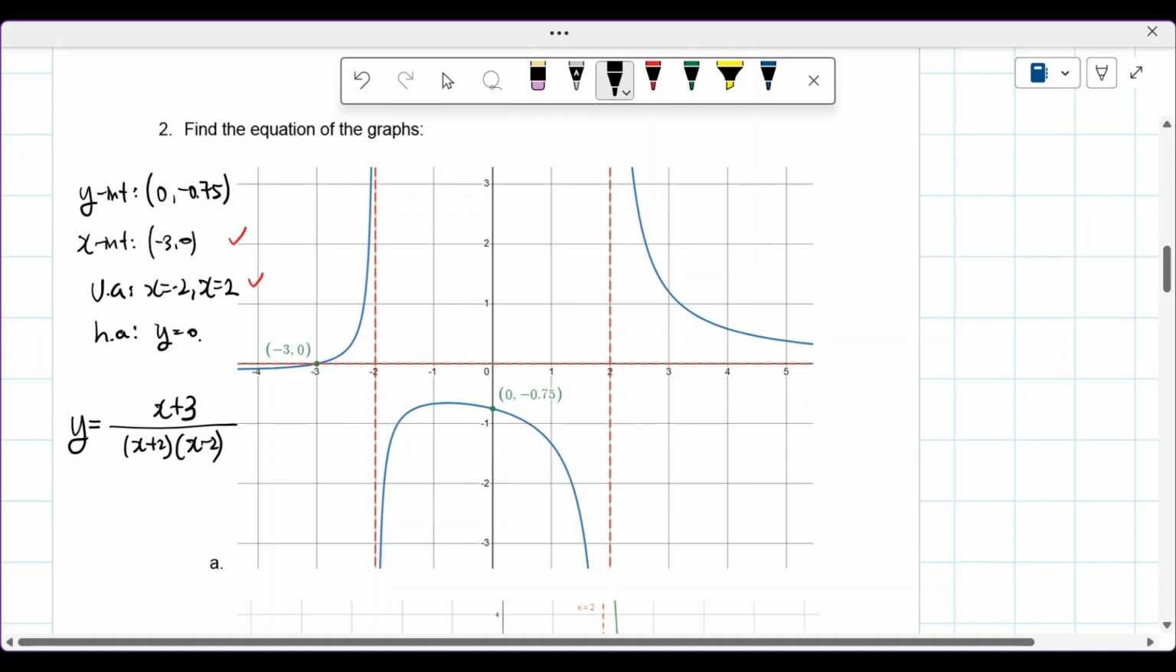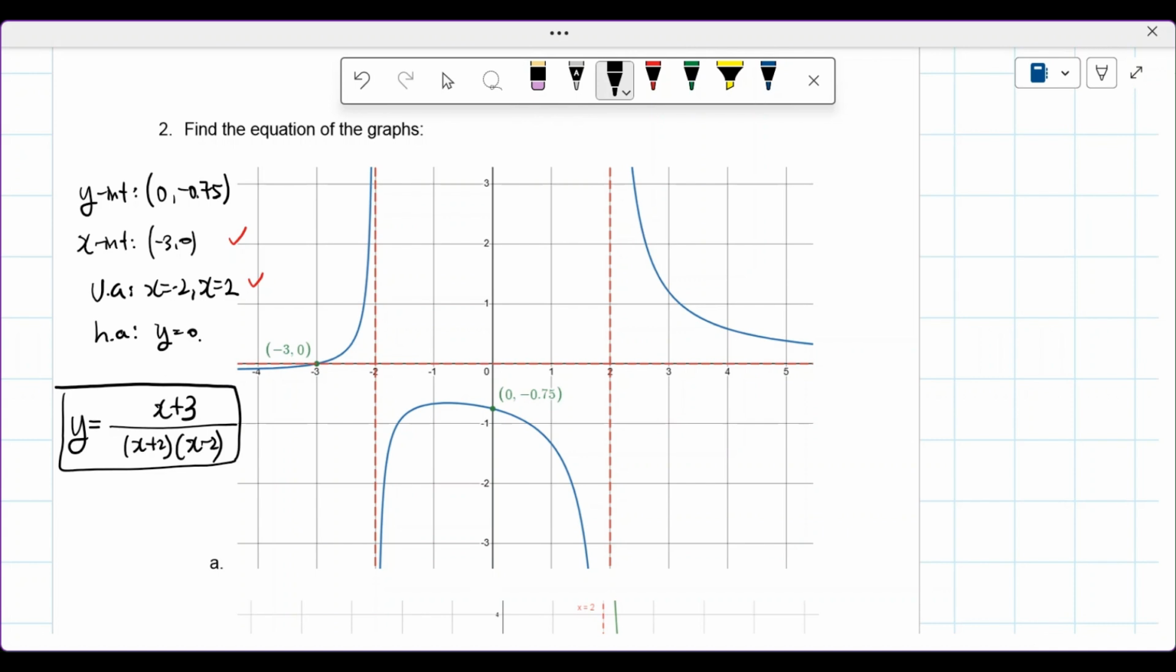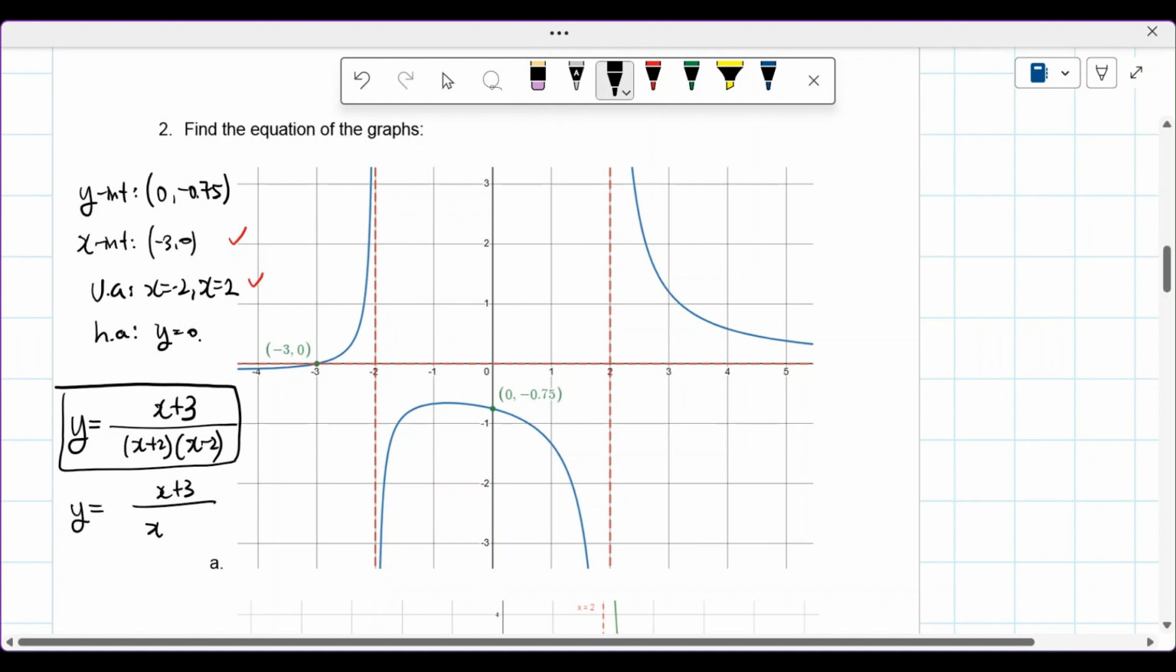Now, let's check if the y-intercept is working as well. If you plug in x equals 0, 3 divided by 2 times negative 2, 3 divided by negative 4, so negative 3 over 4 is indeed negative 0.75, so it is complete. If the y-intercept were not matching, then I would have had to multiply this entire function by a value to fix the issue. Also, the horizontal asymptote seems to make sense as well. If you want, you can expand it to x plus 3 divided by x squared minus 4, which is also a valid answer.